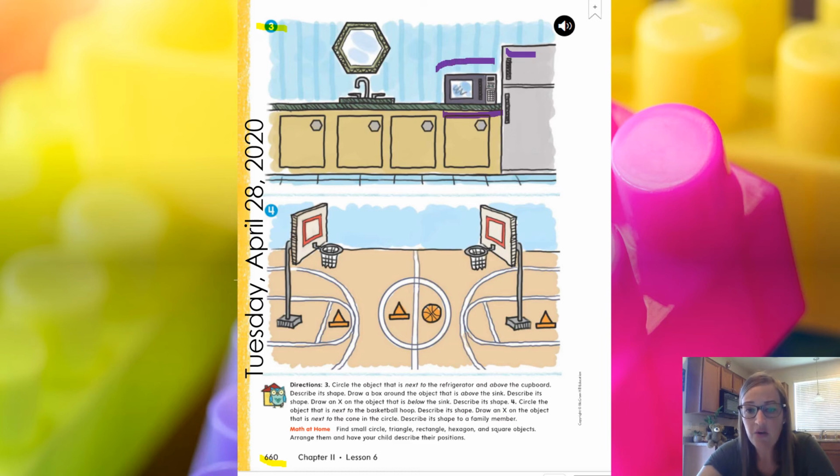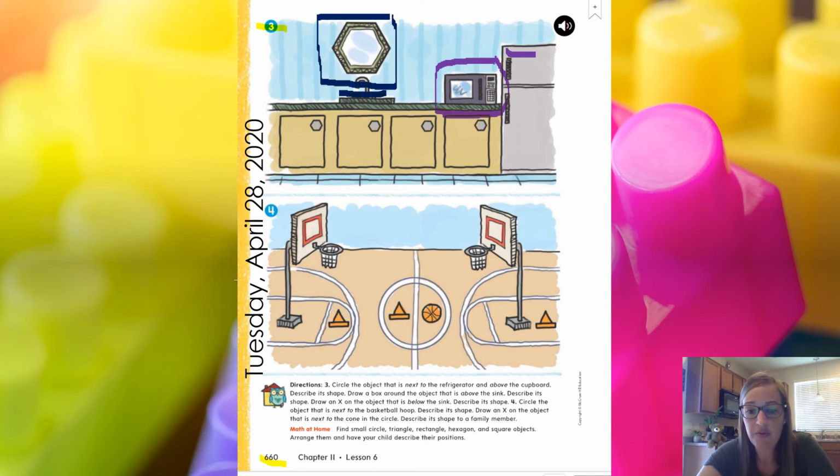What is the microwave in the shape of? Good, a rectangle. The other thing you're going to do on number 3, it says to draw a box around the object that is above the sink. Well, here is the sink. Look above. And what is it? Maybe it's a mirror or a window. What shape is it in? Good, it's a hexagon. I'm going to draw a box around that hexagon.